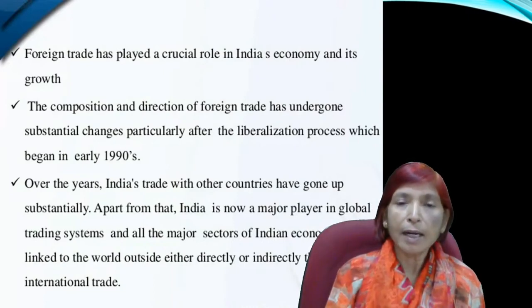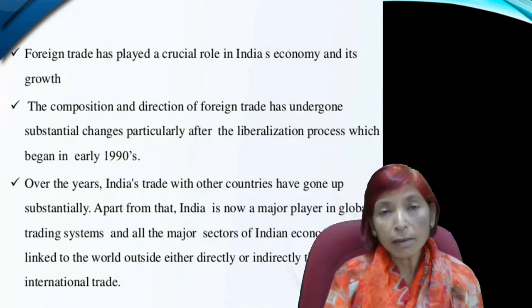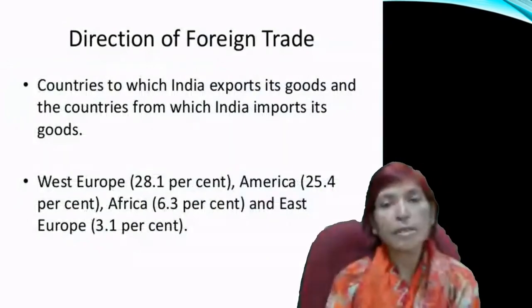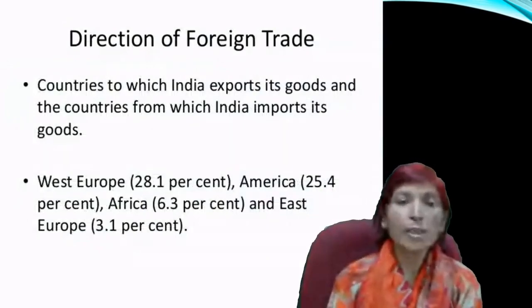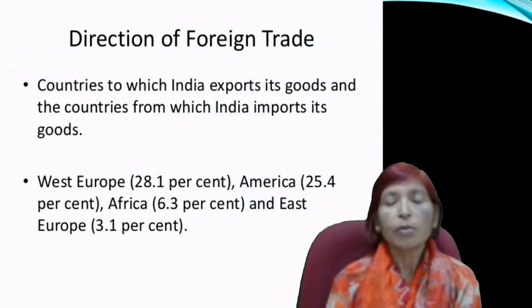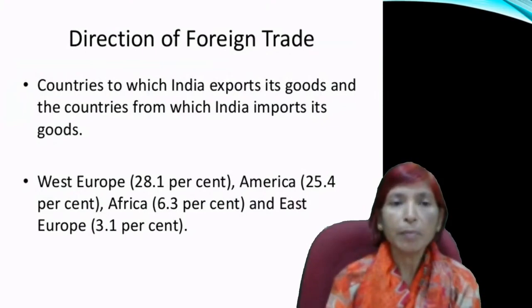And composition means the items of exports and imports, and direction means the different countries with which international trade is going on. So direction of foreign trade mainly tells us the countries to which India exports its goods and the countries from which India imports its goods. West Europe 28.1%, America 25.4%, Africa 6.3%, and East Europe 3.1%.